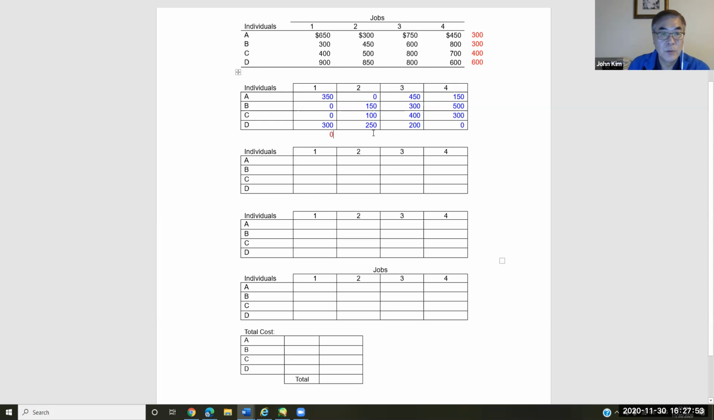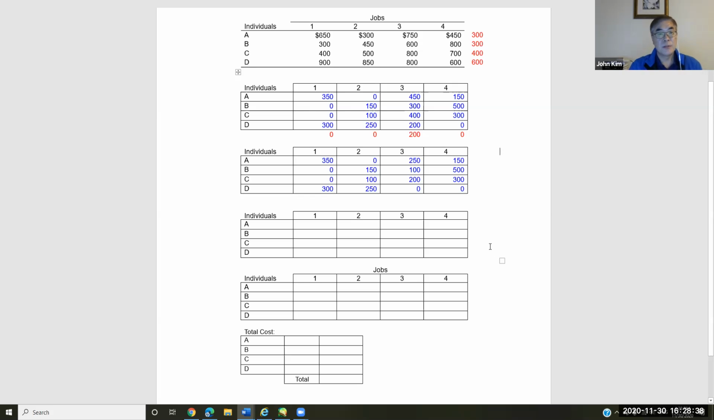And the next step is to look at each column for the smallest number. This one is 0, this one is 0, this one is 200, this one is 0. So if the smallest is 0, then don't touch, just copy. Copy this column first. And then here, 450 minus 200 is 250, 100, 200, and 0.